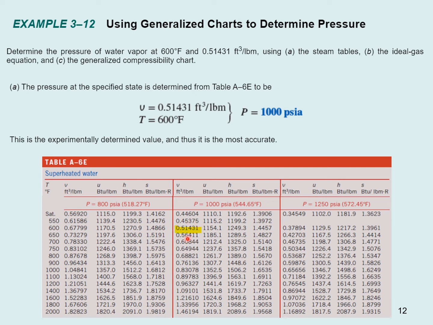It turns out it's at a pressure of 1,000 psi. Notice this is also the T sat. So that verifies that we're superheated, right? Since we're at 600 degrees Fahrenheit, and at this pressure the saturation temperature is 544.65 degrees Fahrenheit. So we find our value for V in the chart, and we can determine that we're at a pressure of 1,000 psi. These are experimental values, so this is very accurate.